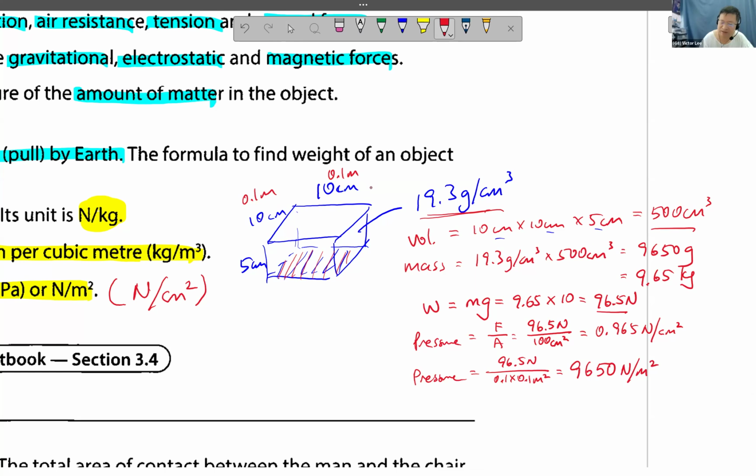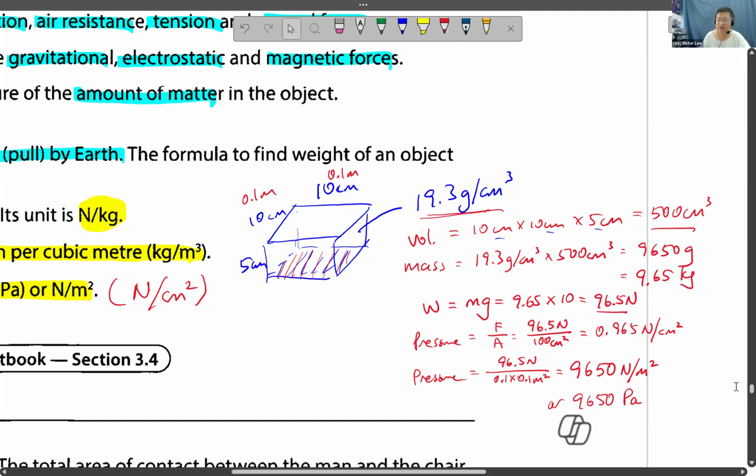9,650. Yes. 9650 Newton per meter square, or I can write 9650 Pascal. See that? If you want Pascal, you make sure you convert to this first. So that's the full working. We are used to the formula already. Okay, very good.